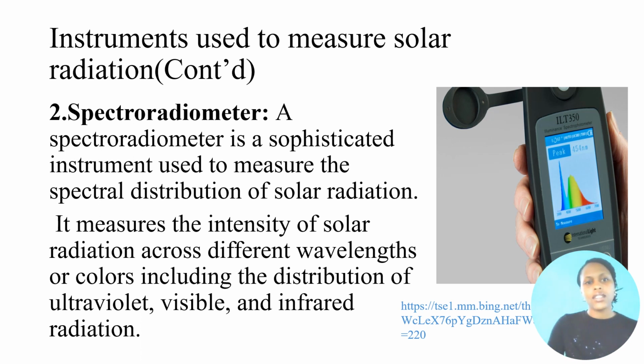The second instrument is the spectroradiometer. A spectroradiometer is an instrument used to measure the spectral distribution of solar radiation. It measures the intensity of solar radiation across different wavelengths or colors, including the distribution of ultraviolet, visible, and infrared radiation.